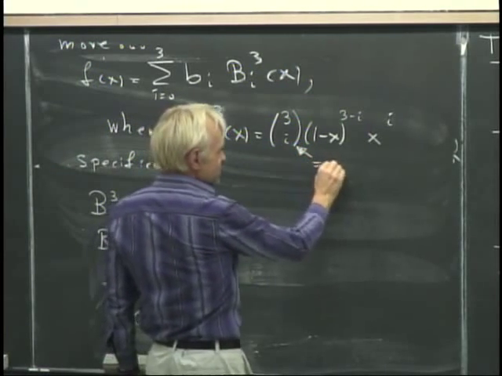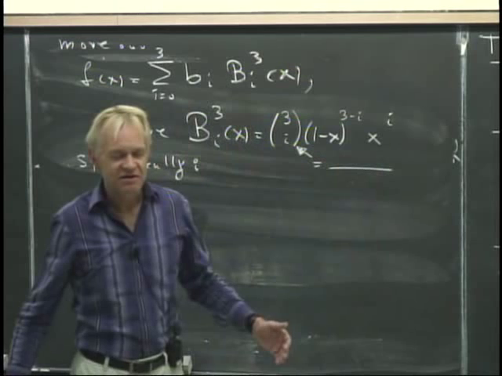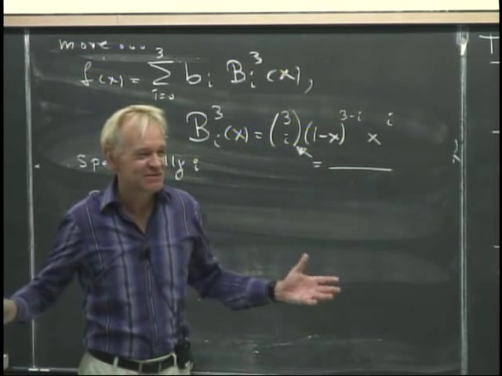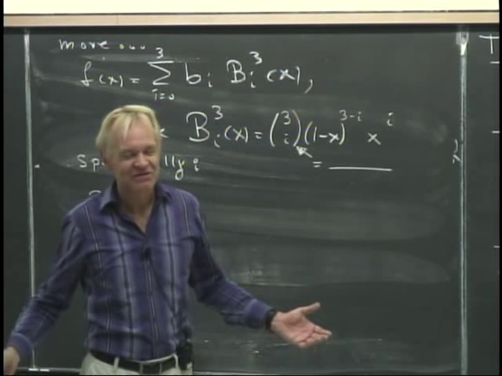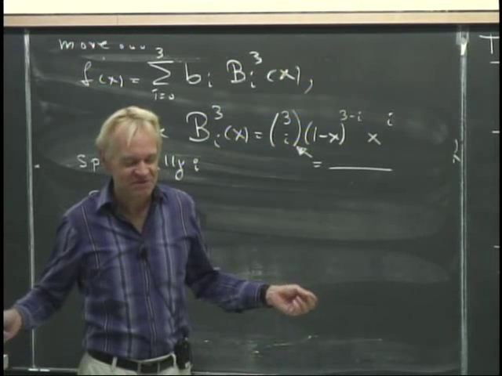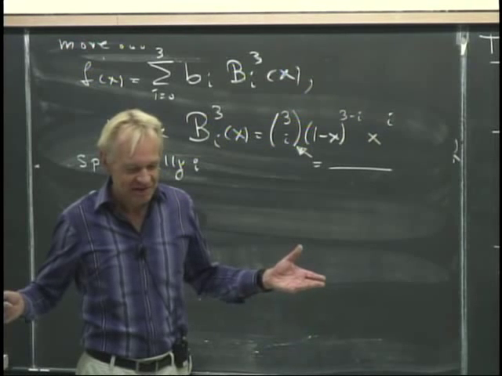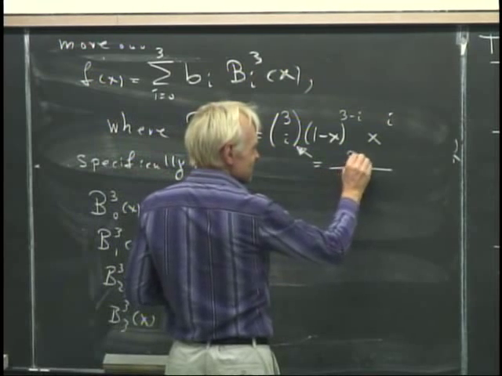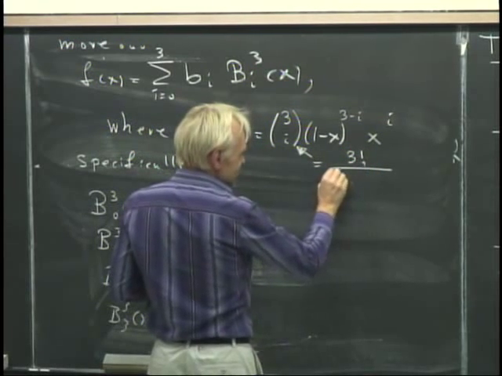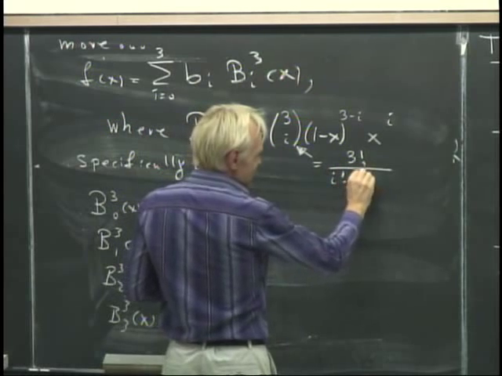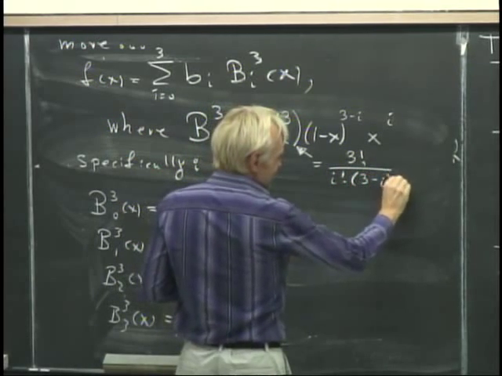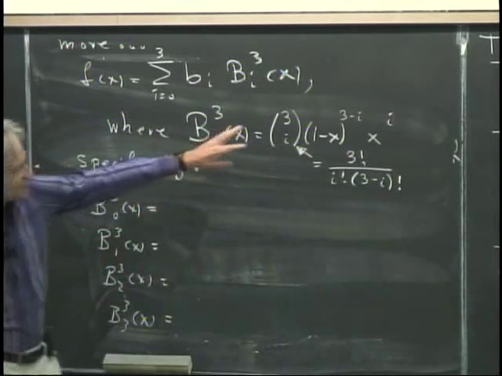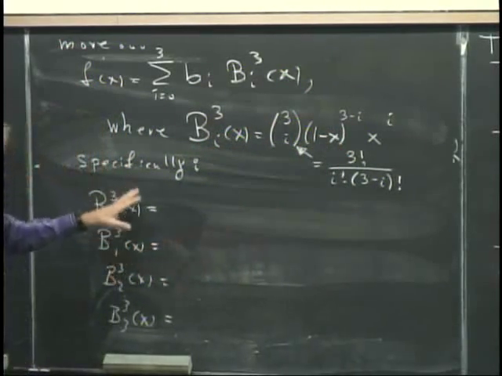What is N choose I? I always forget. You have to know some combinatorics, right? And permutations, all of that. So it is 3 factorial divided by I factorial times 3 minus I factorial. That's the binomial coefficient. Now you can just plug these different values in and they get the different functions.